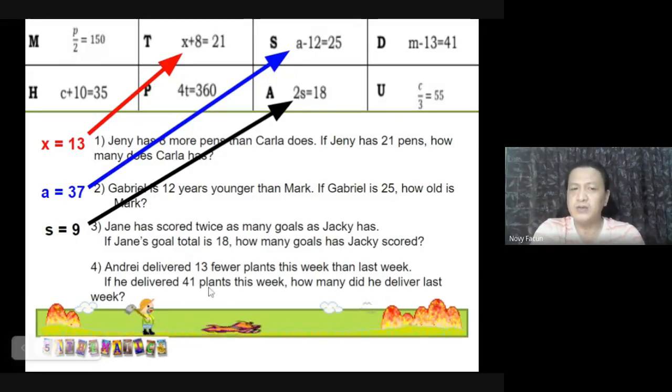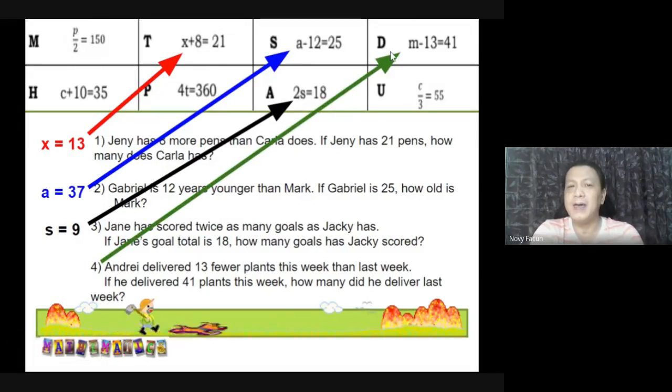So if you're going to notice the word fewer here, this is a subtraction. So meaning to say the equation is letter D. M minus 13 is equal to 41. So you have to think what is the value of M here. When you subtract 13, the difference is 41.